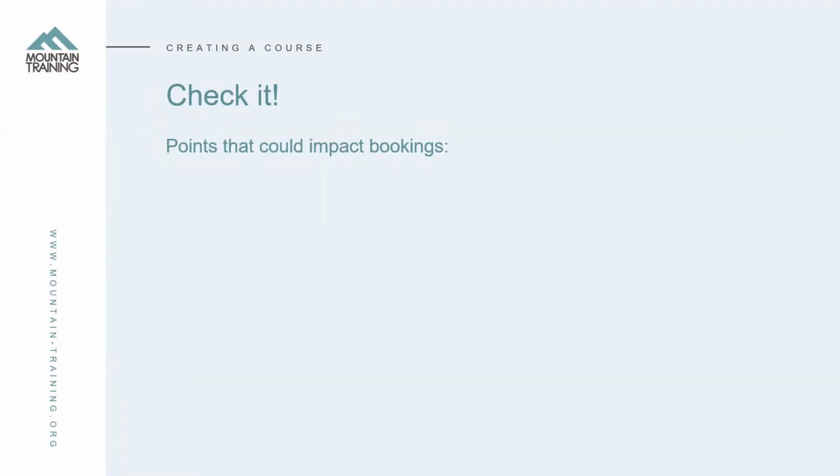And there are a number of things that could impact bookings. So are the dates correct? If it's a split course, have you put the details of the split as well? If the dates aren't right, or if the dates don't match the dates that you maybe have on your website, you're going to create confusion, which may in the long run cause people not to book on that particular course. Or they may book on a course that they think they can make when they can't.